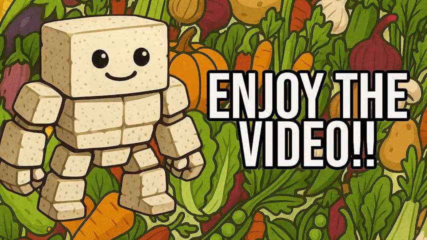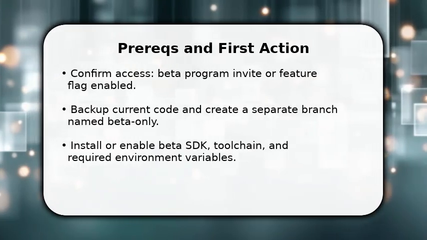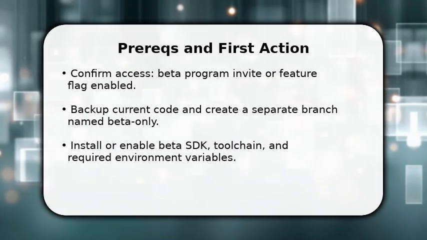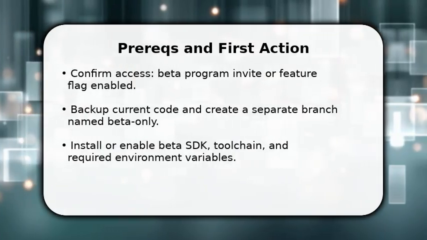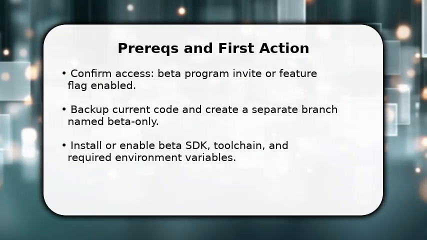Please enjoy the video. You start by confirming access and preparing a safe workspace. Once you have the invite or flag, make a backup and create a dedicated branch called Beta Only. This isolates changes and prevents accidental merges.